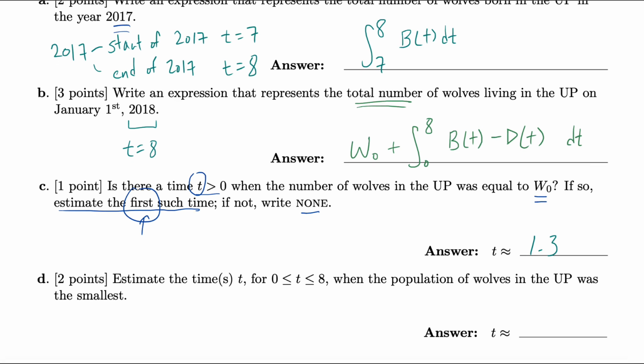To finish, let's look at part D. Estimate the times, so there might be more than one time, between 0 and 8, where the population of wolves in the UP was the smallest. So again, here we're not just looking for the first such time, we're trying to find possibly many different times. If the minimum population is reached at multiple times, you want to find all of them.